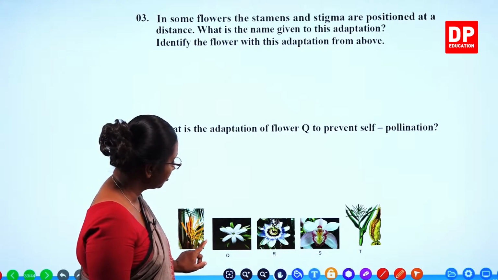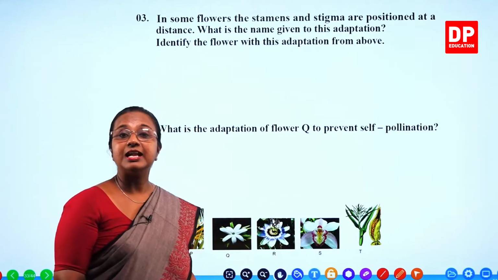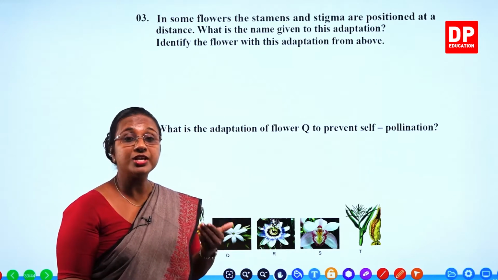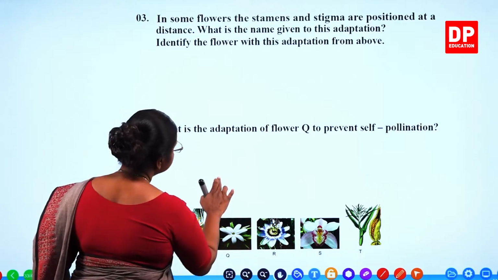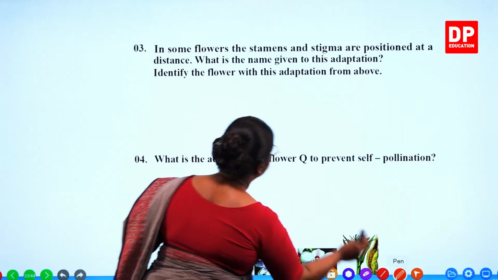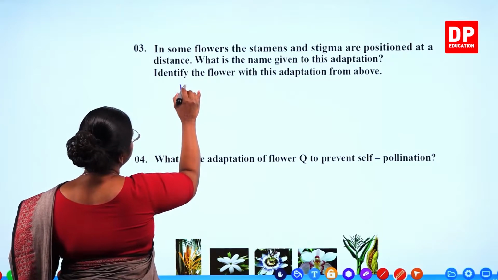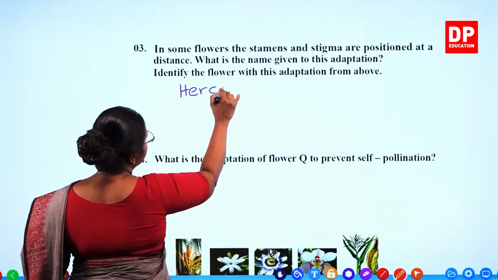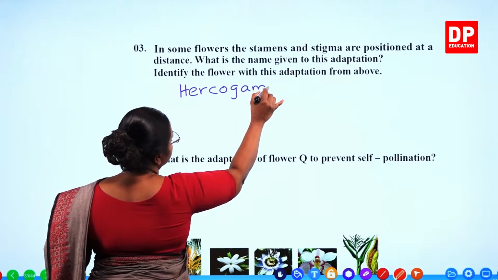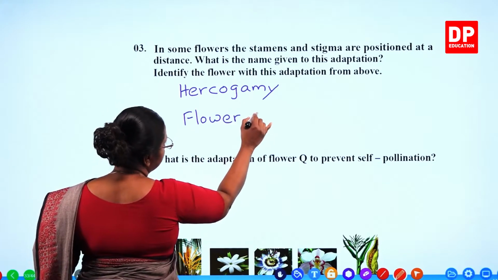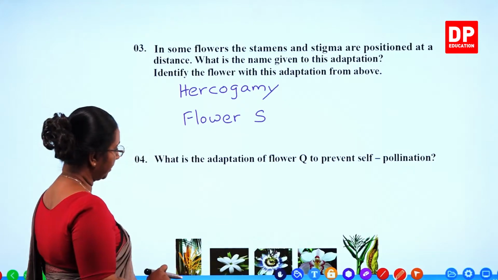As I told you, students, S, that is orchid, shows hercogamy. So, what is the name given to this adaptation? It is hercogamy, and it is flower S, that is orchid.